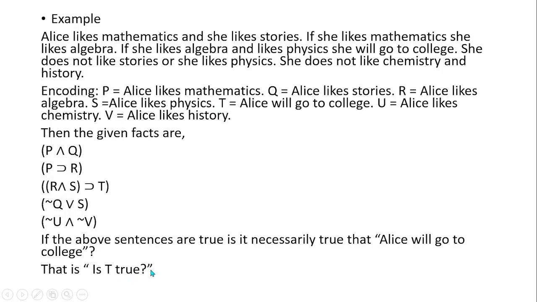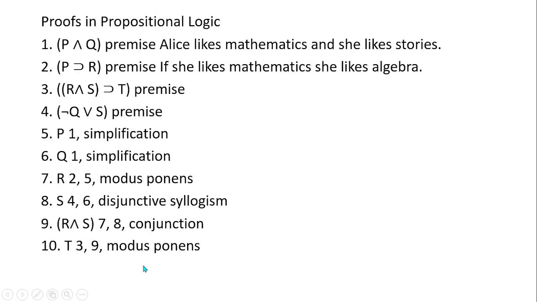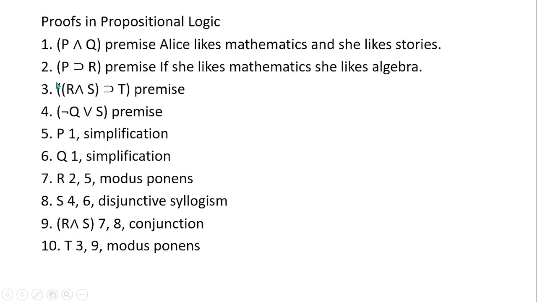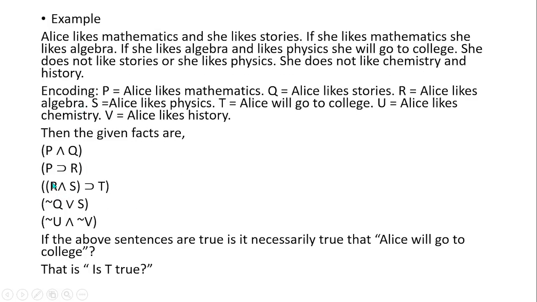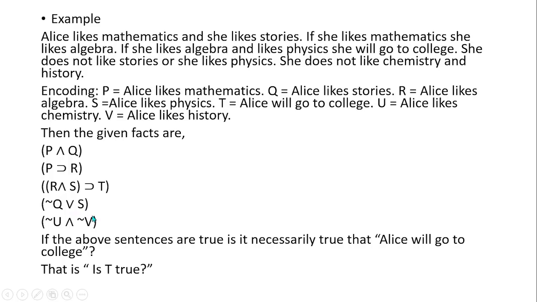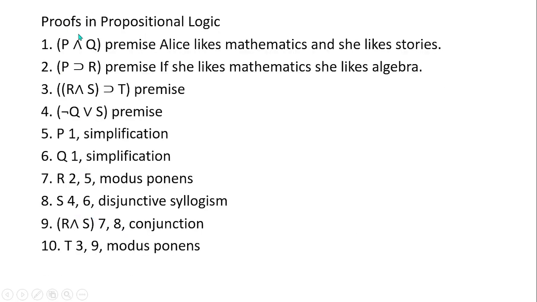We need to solve this by using forward reasoning. These are the given facts, and we need to check whether T is true or not by using forward chaining. So this is P and Q, they had given first. We wrote all these 1, 2, 3, 4, 5. So first P and Q, P and Q, P implies R, not Q, not S. Whenever we are doing P and Q, go back to our rules first. I told you to remember the 9 rules.